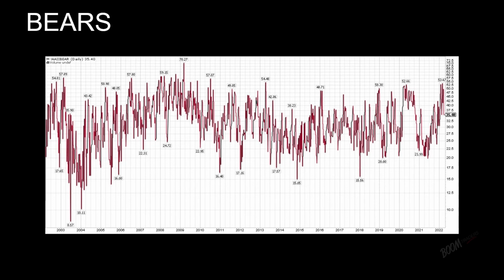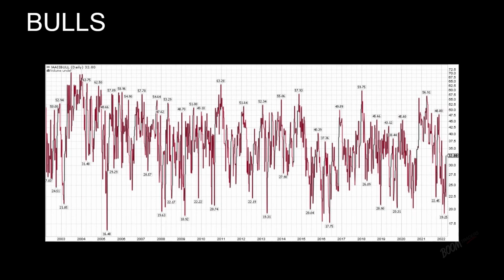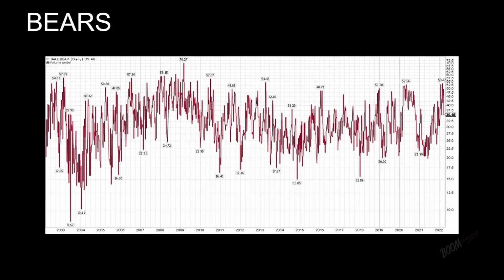Bears are less right now, but still, if you look at the balance, we have bulls at 32.80 and bears at 35.40. So bears are still more than the bulls. So we're definitely not even in balance, and we're still not out of trouble. Although we had some rallying in the market, I think we should still be careful in how we trade and be a bit selective in our setups.